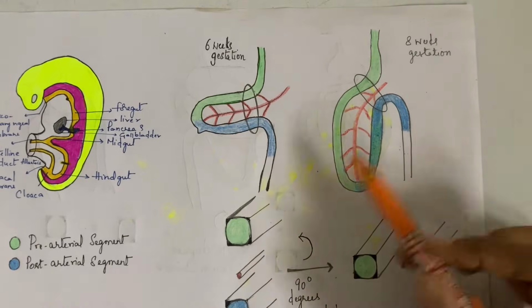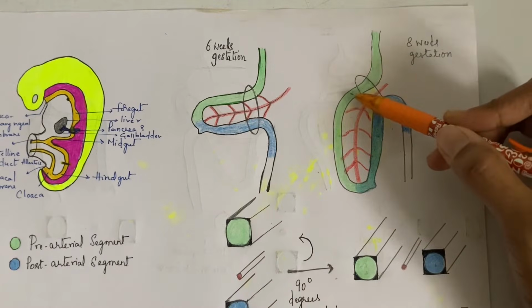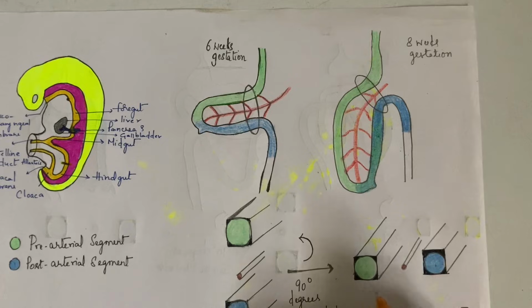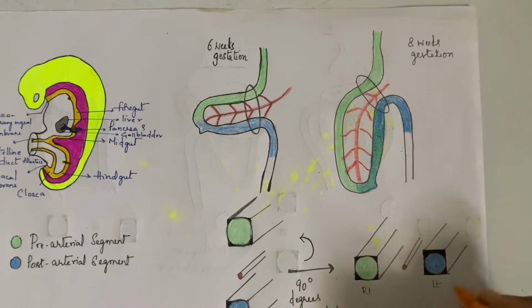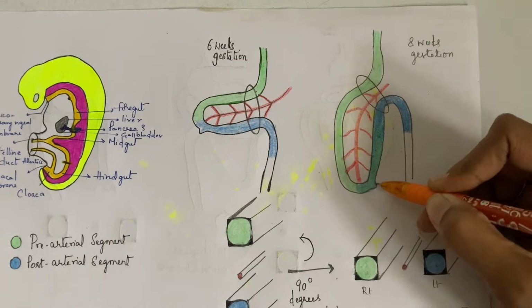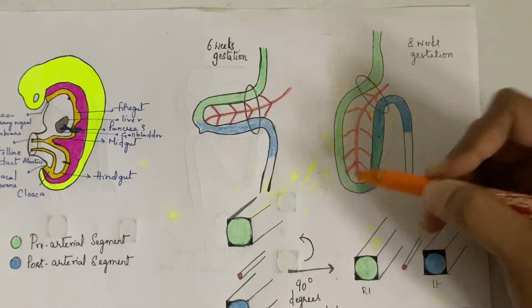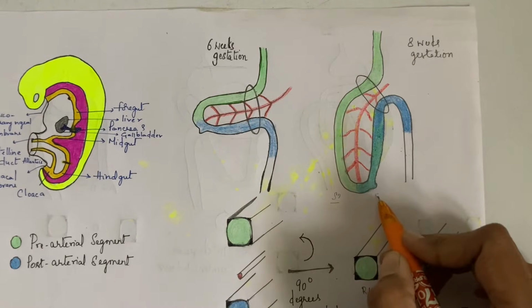After the first 90-degree counterclockwise rotation, this prearterial segment comes on the right side, and the postarterial segment comes on the left side. So this is a prearterial segment, this is a postarterial segment, this is a cecal bud. From the prearterial segment, most of the small intestine comes. From the postarterial segment, we get the colon.